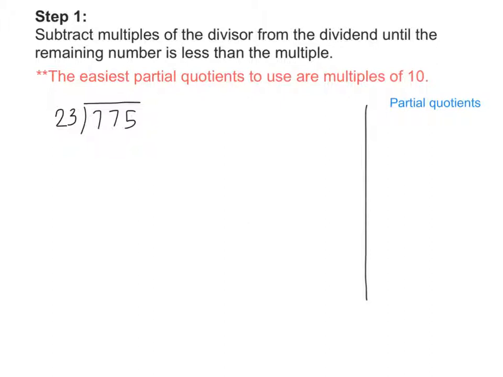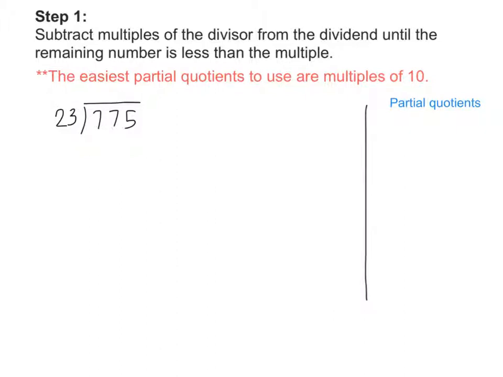Okay, so it says subtract multiples of the divisor. What's the divisor in this equation? Adriana? The divisor is 23. Yeah, the divisor is 23. It says subtract multiples of the divisor, so multiples of 23, from the dividend.